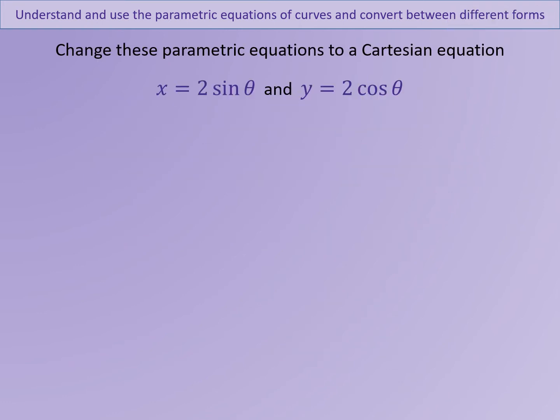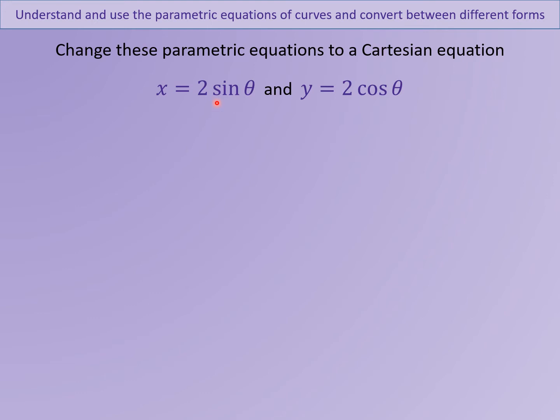Okay, so now you know that, what I'd like you to do, please, is see if you can work out the Cartesian equation of those parametric equations. So x equals 2 sine theta and y equals 2 cos theta. So just have a quick think about it. Pause if you want some more thinking time.